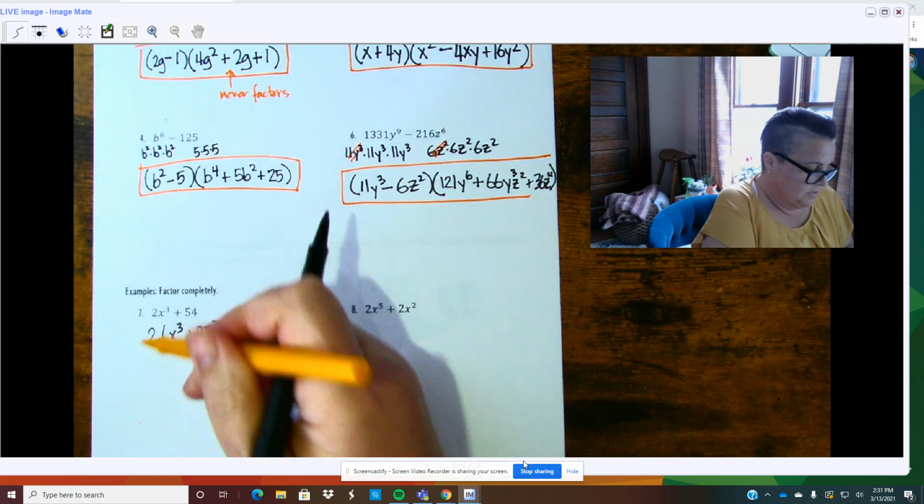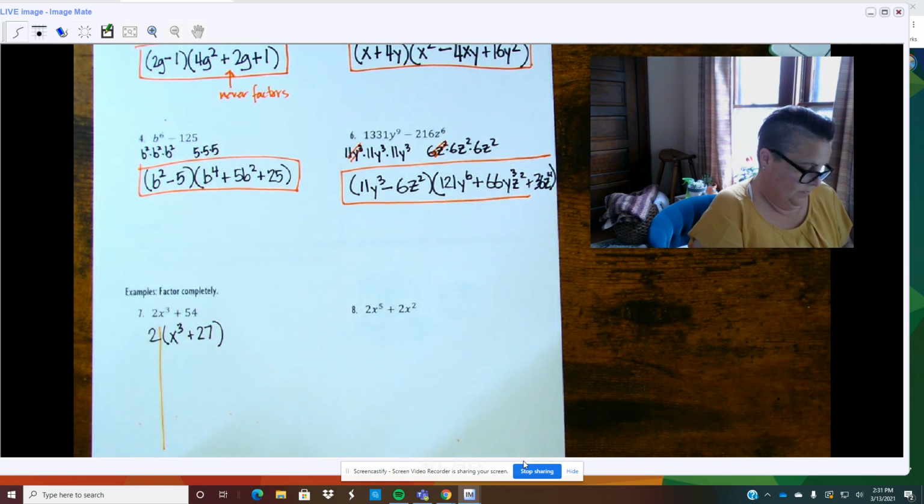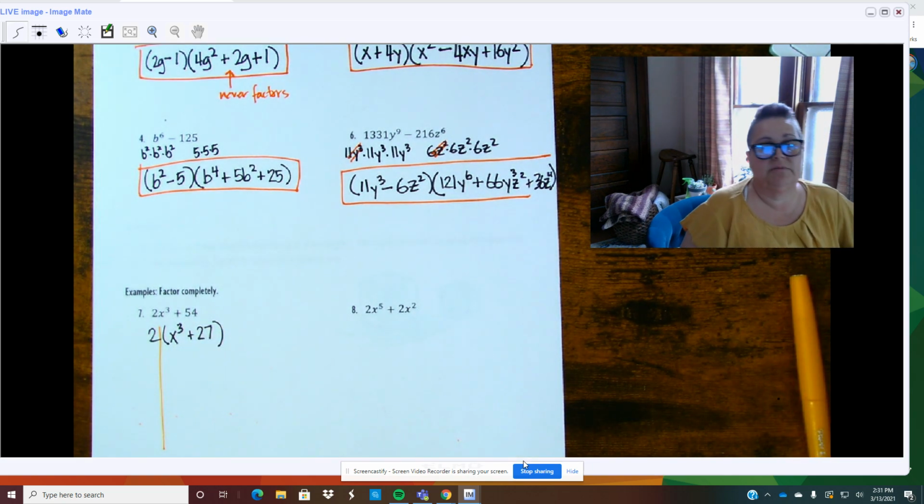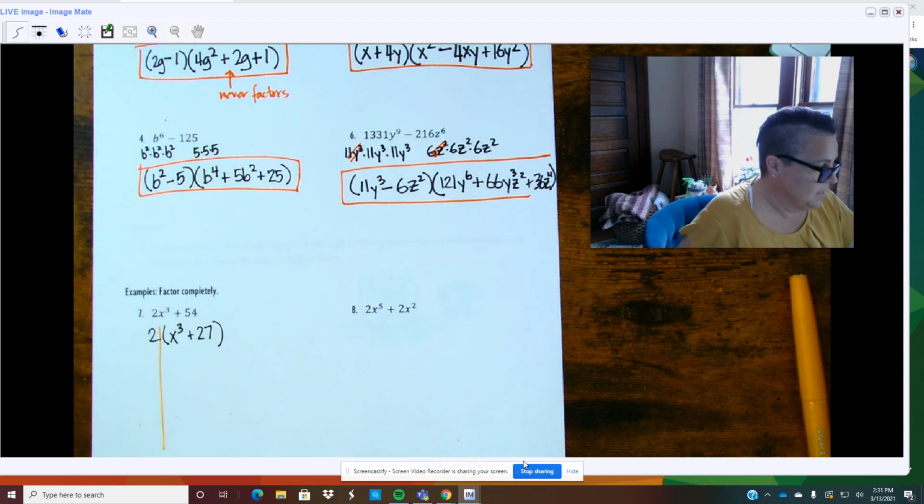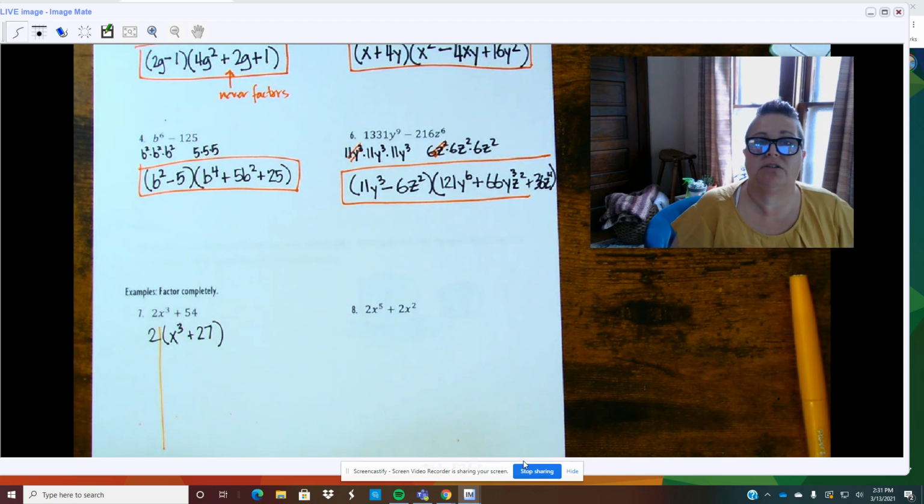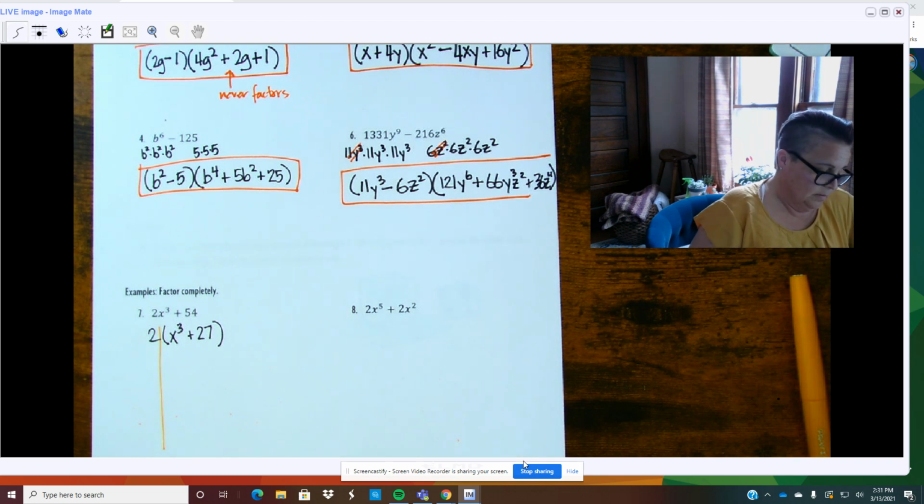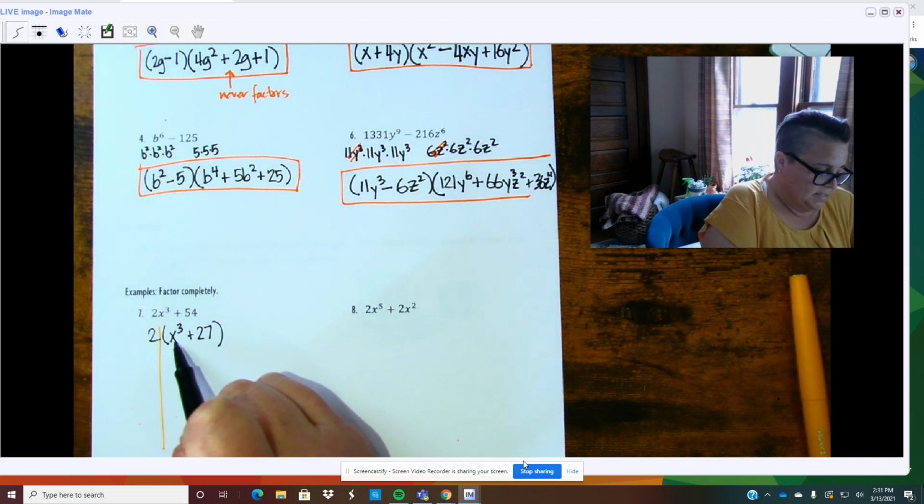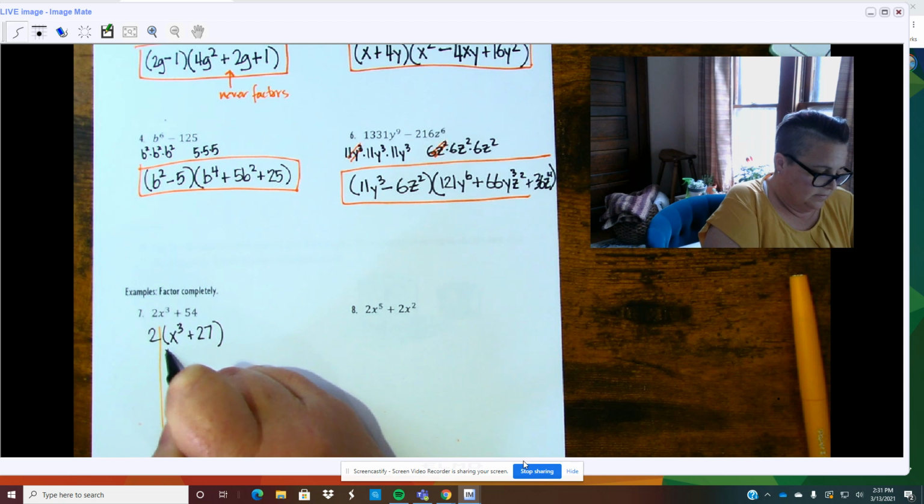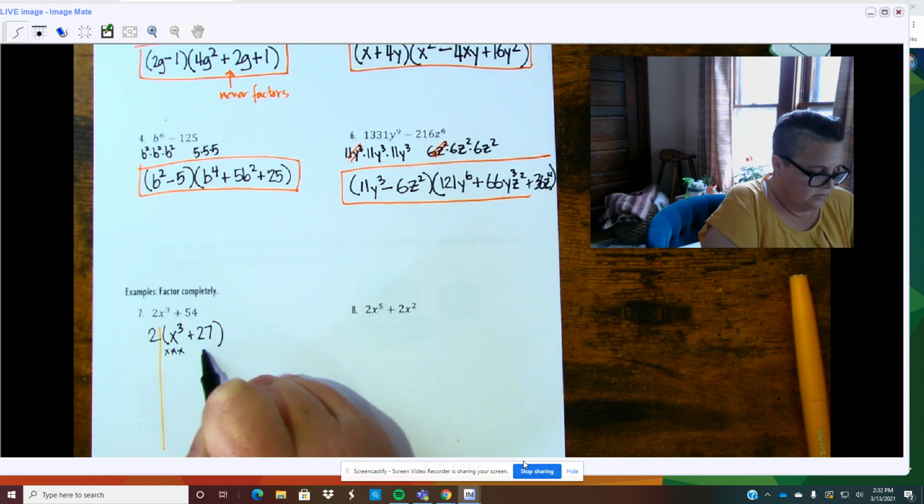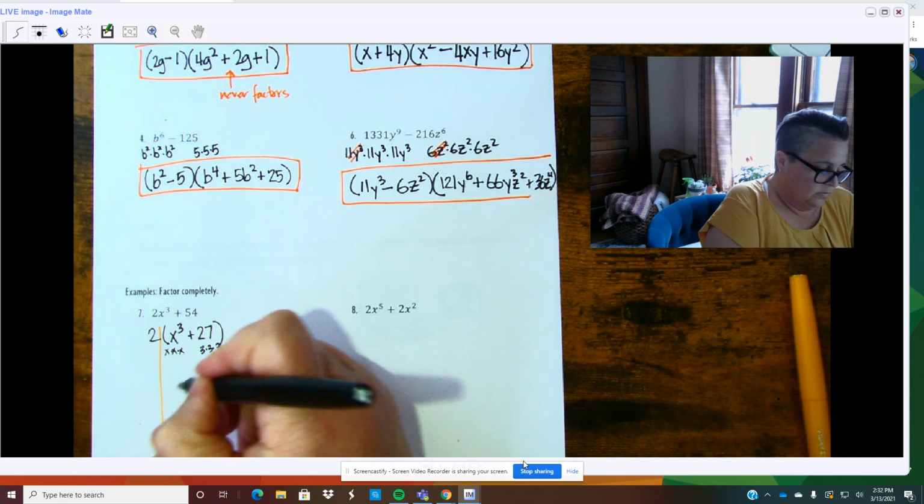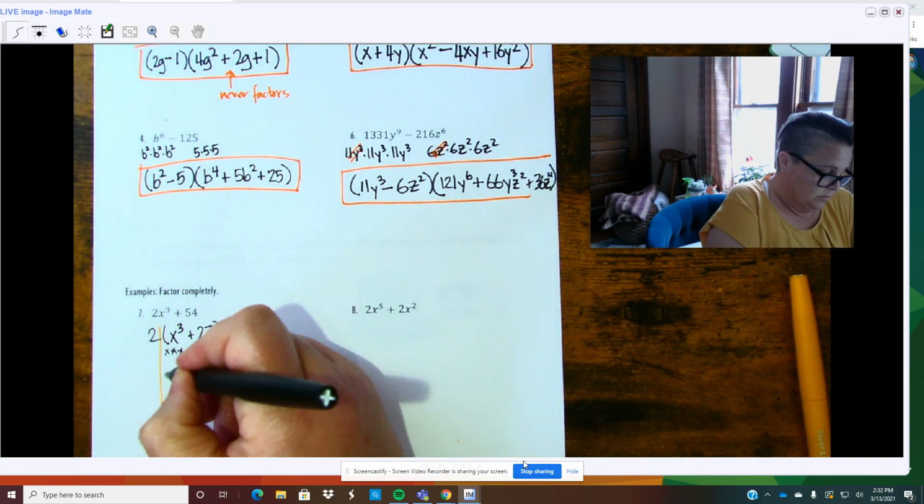Since I have that 2 out as a common factor, I'm just going to put that yellow line. That just helps me. You don't need to use that as a strategy, but if you forget that 2 in the end, it can cause a problem. I do recognize this x cubed as x times x times x, and that 27 is 3 times 3 times 3. So this is a sum of 2 cubes.